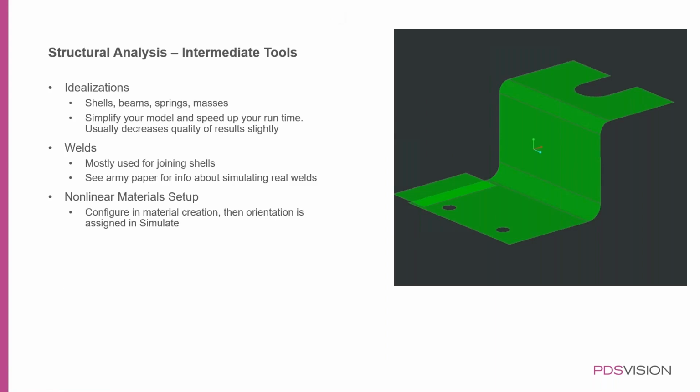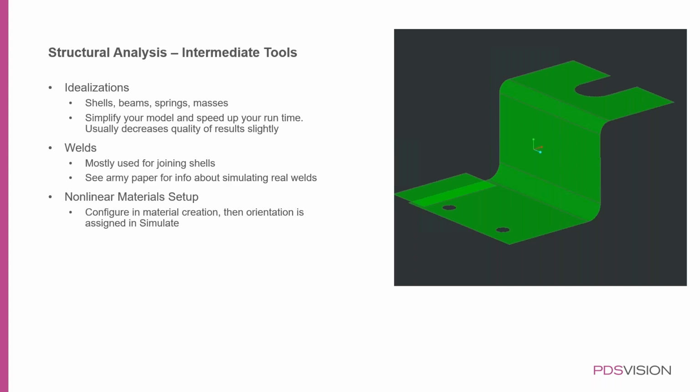Okay, so first I'm going to talk about some additional tools for structural analysis. The first of those are idealizations. Idealizations are going to simplify your model. Examples of those include shells, beams, springs, and masses. What they're going to do is replace geometry in your model with some kind of idealized shape.